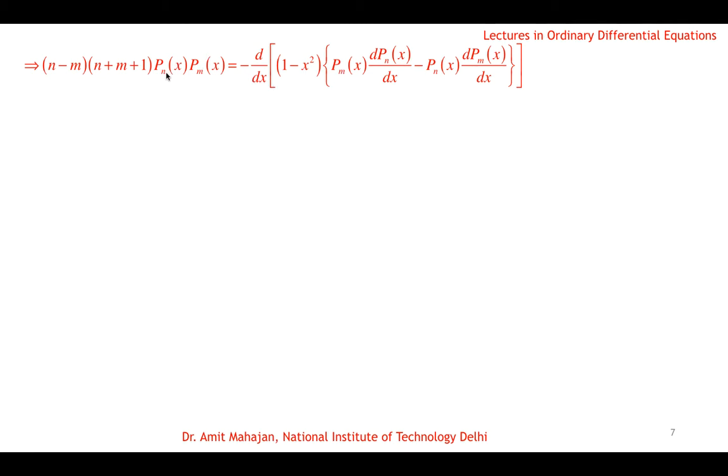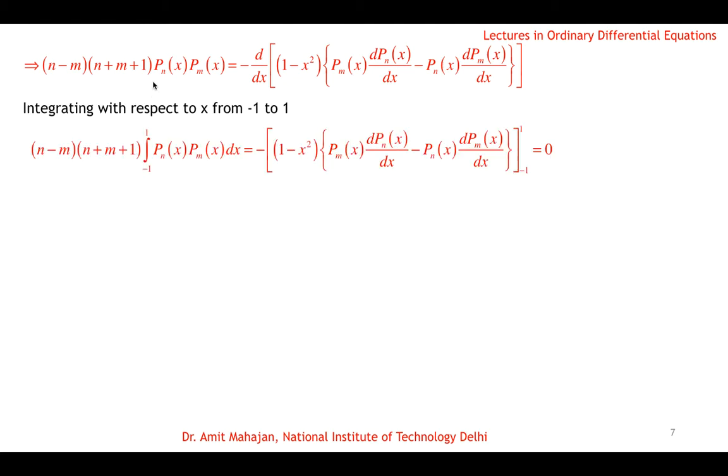Now if we integrate both sides with respect to x from -1 to 1, then these are constants. The integral from -1 to 1 of Pn(x) Pm(x) dx, and on this side it will be the integral of a derivative, so that is the function itself, with limits -1 to 1. So if we put the upper limit 1, this 1 minus x squared will be 0. Okay, so this product is 0, and if we put the lower value x equal to -1, again this 1 minus x squared is 0. So on both limits this value is 0. Okay, so it is equal to 0, and because m is not equal to n, this term is non-zero, so we can divide by it.